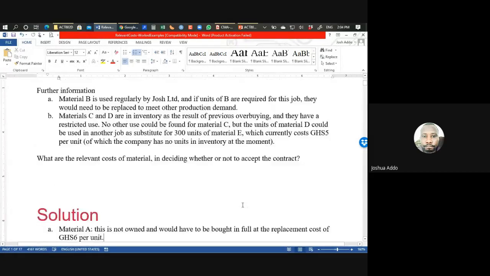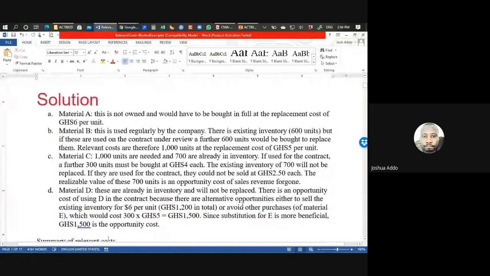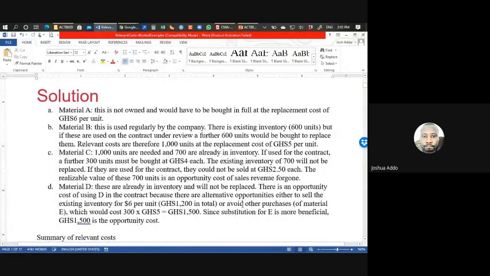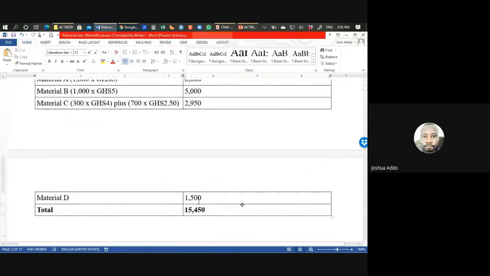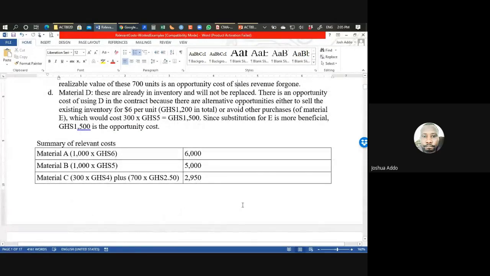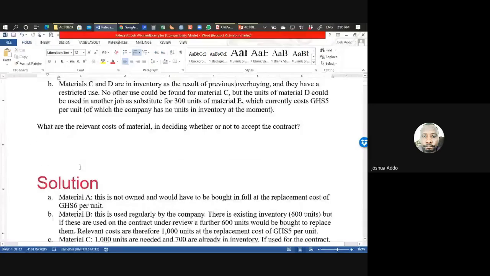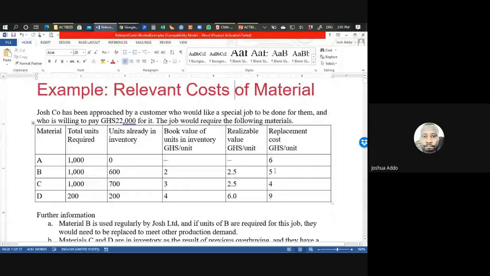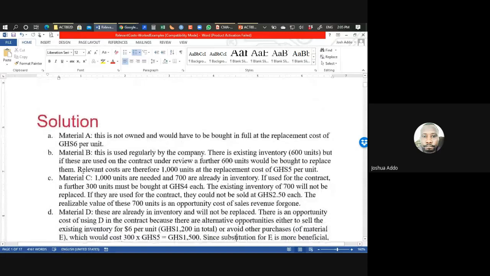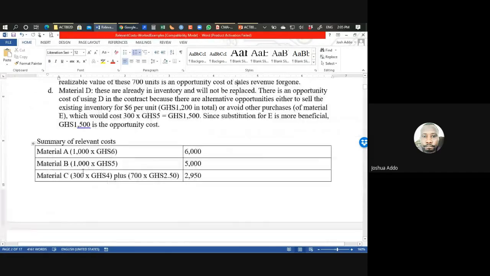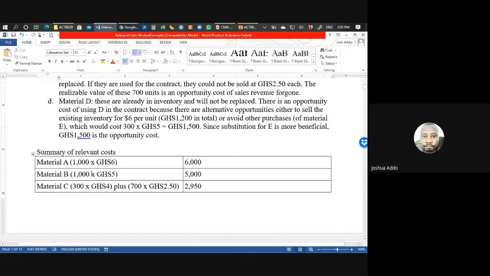Okay, so that's how we analyze all the materials. Let's see the solution. I have explained it in words just as I'm speaking, but this is a table to summarize. Material A, 1,000 times 6. Material B, you can split the calculation into 2: 600 times 5 plus 400 times 5, which is the same as 1,000 times 5. That's why you are seeing it here. By breaking it, it communicates the application of the principles. So material B, total cost chargeable to the contract.